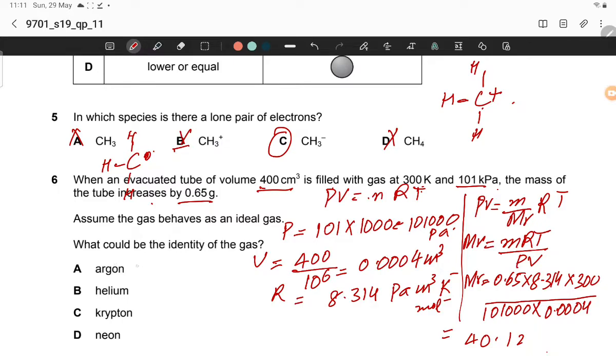We know that argon is 39.9, which is approximately 40. So A must be correct. Helium is 4. Krypton is much higher, so A must be correct. So not krypton, not neon.